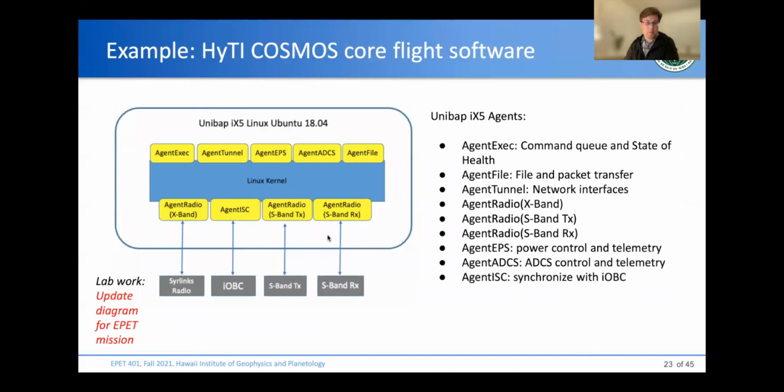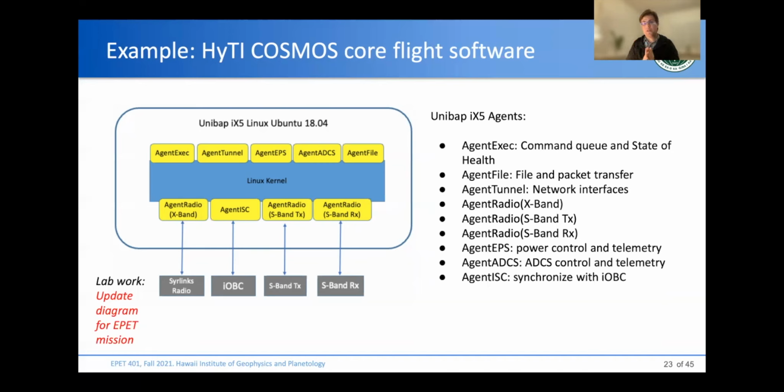So here's an example of the HiTi Cosmos Core flight software. We run all these agents in the Unibap IX5 computer. So we have agent exec, agent file, agent tunnel, different agent radios, because we have various radios. We have agent EPS, agent ADCS, agent ISC. So these agents, they're all customizable somehow, some more than others.